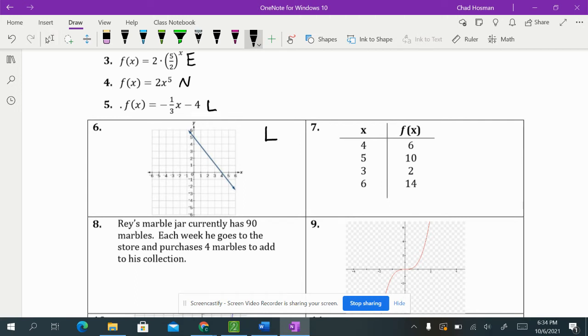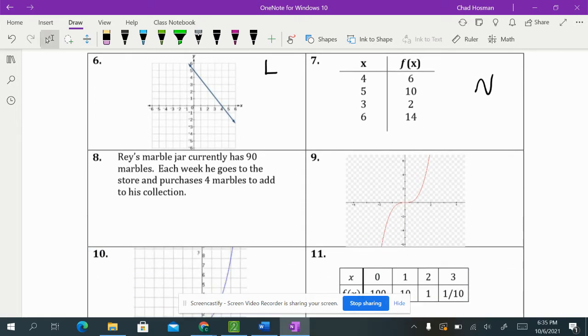Number six we can tell is linear because it's in a straight line. For number 7, if we look at the function values, they're all over the place, right? It jumps up by 4, but then it goes down by 8, then it goes up by 12. There's not really a pattern, and it's not being multiplied by anything either, so we know that it's neither.